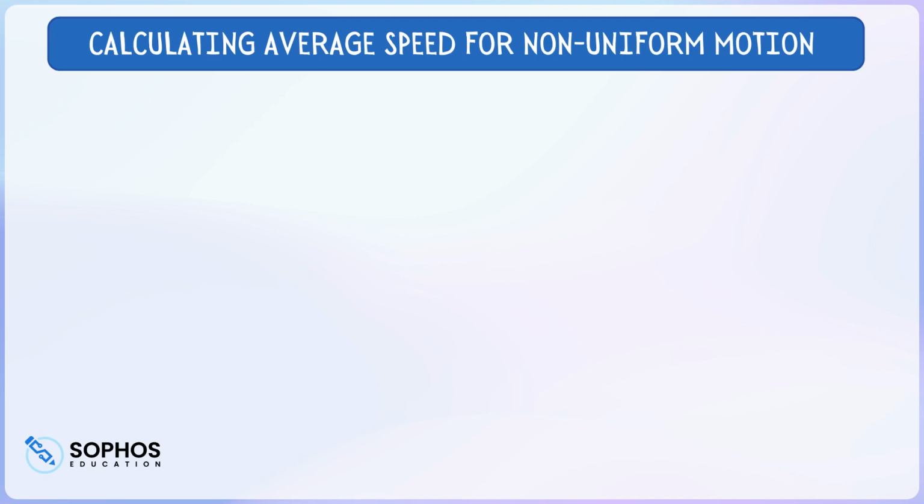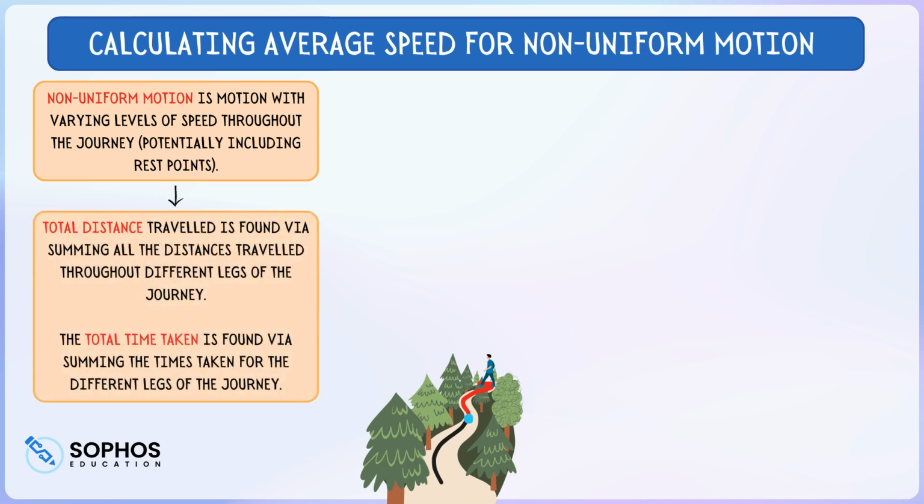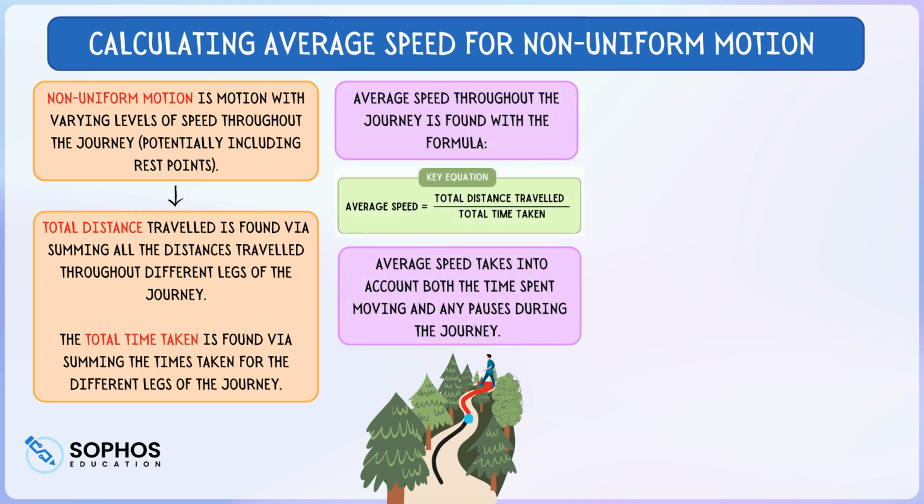In today's lesson, we learned about calculating average speed for non-uniform motion. Using a journey from your house to the park with varying speeds and a stop as our example, we demonstrated the steps involved in the calculations. We first identified the total distance traveled by summing the distances for each part of the journey. Then we calculated the total time taken by determining the time for each part and adding them together. Finally, using the formula average speed equals total distance over total time, we found the average speed for the journey.